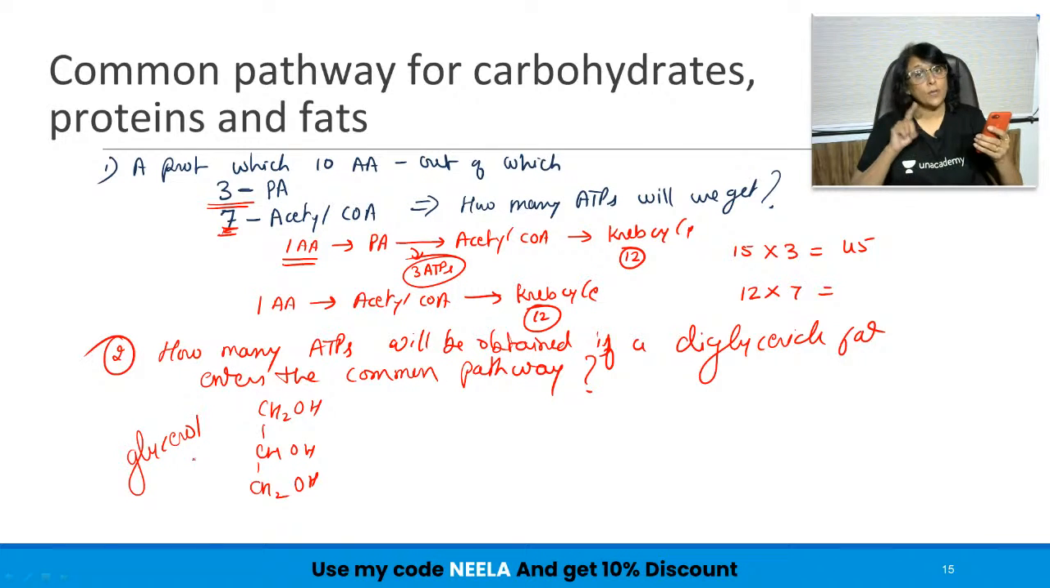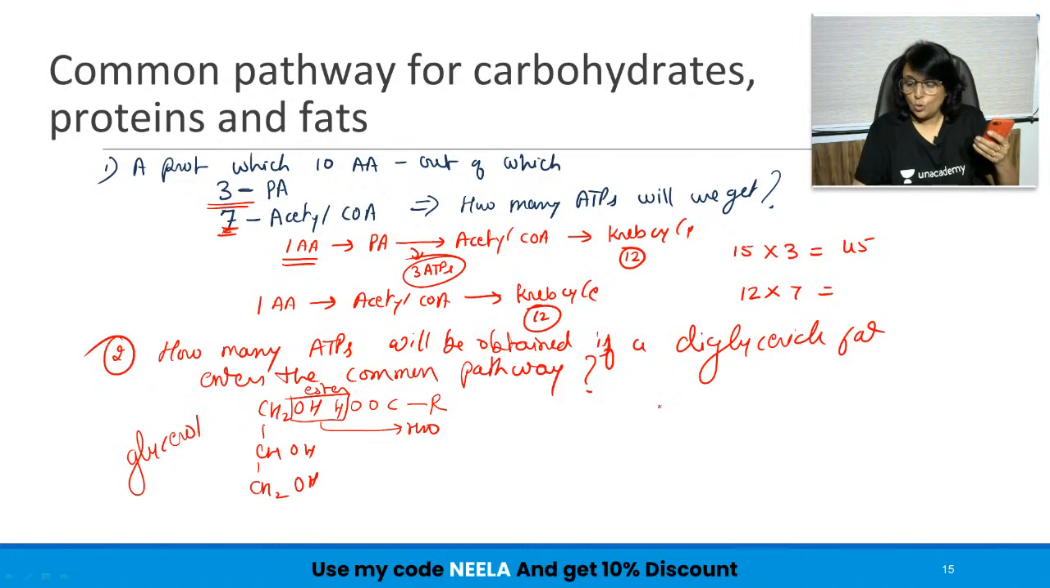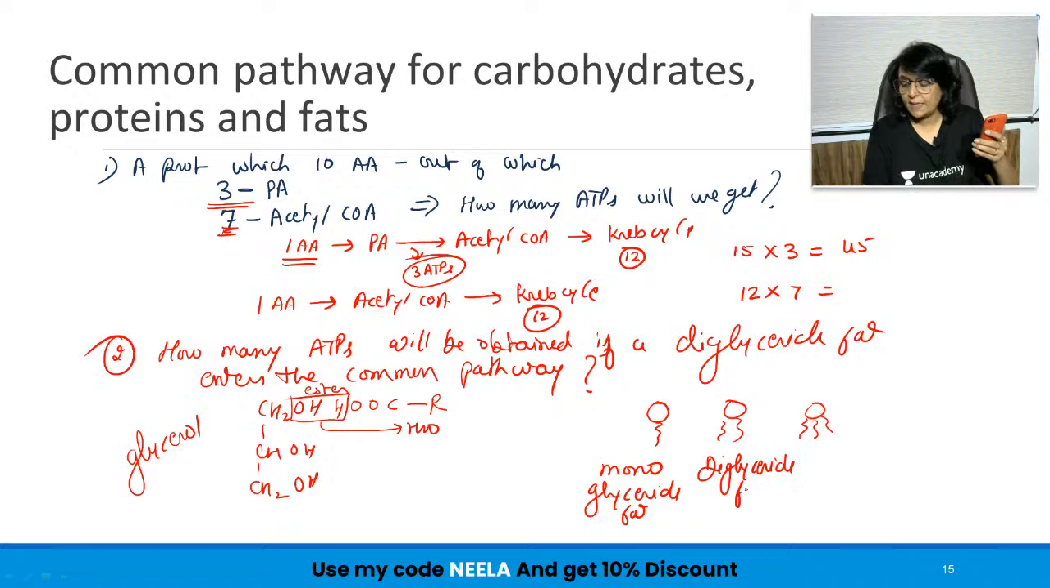Now to this glycerol, because there are 3 OH, 1, 2 or 3 fatty acids can attach. So if this is a fatty acid, a long chain hydrocarbon, it is acid, so it has to have COOH, right? Now this will be lost as water molecule, and the bond which is formed is called ester bond. So if to glycerol 1 fatty acid is attached, if 2 fatty acids are attached, or if 3 fatty acids are attached, this will be called monoglyceride fat. This is called diglyceride fat, and this one is triglyceride fat.